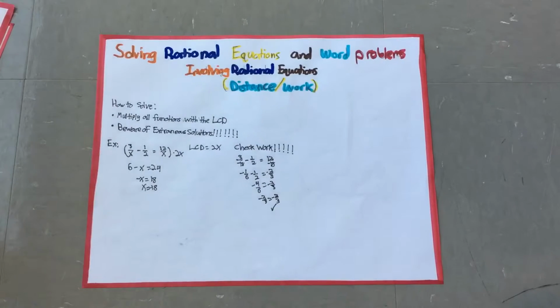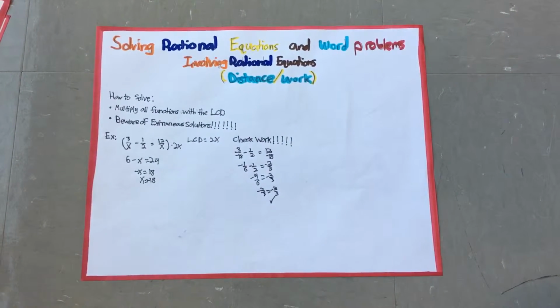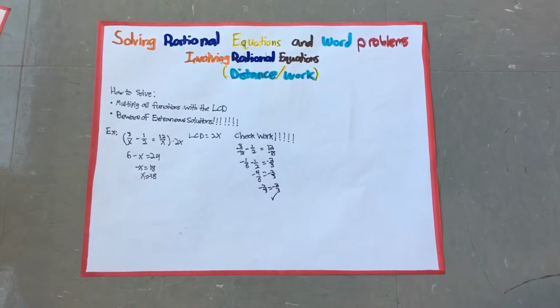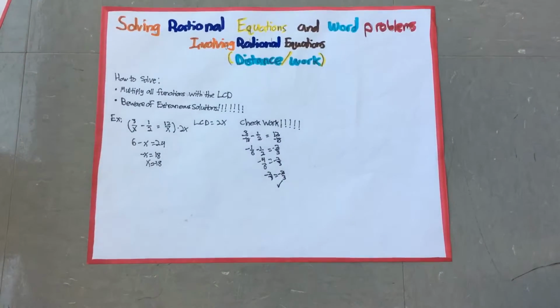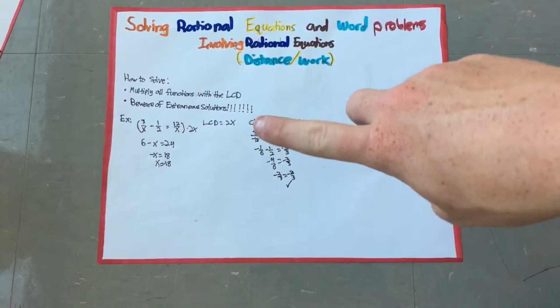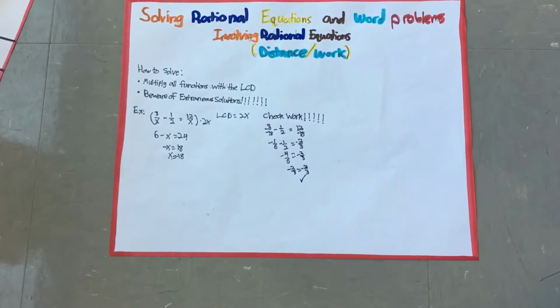Solving rational equations and word problems involving rational equations. How to solve? Multiply all terms by the LCD. Beware of extraneous solutions. Example, and then make sure to check your work.